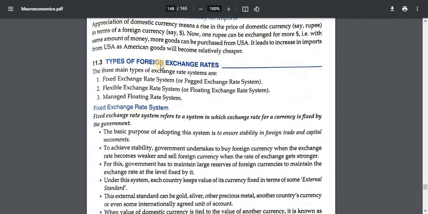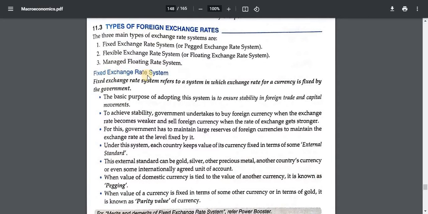11.3 Types of foreign exchange rates. The three main types of exchange rate system are: 1. Fixed exchange rate system or pegged exchange rate system. 2. Flexible exchange rate system or floating exchange rate system. 3. Managed floating rate system.